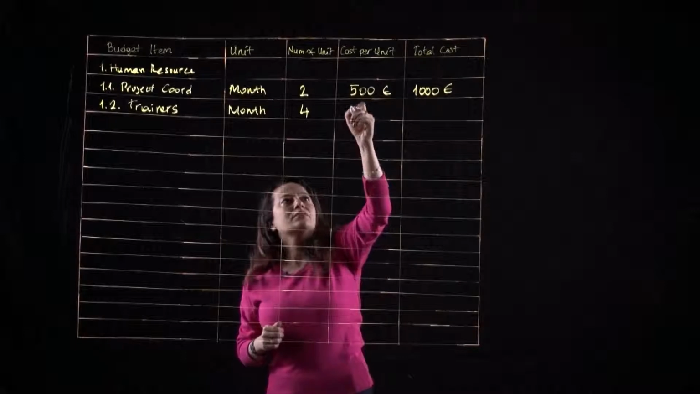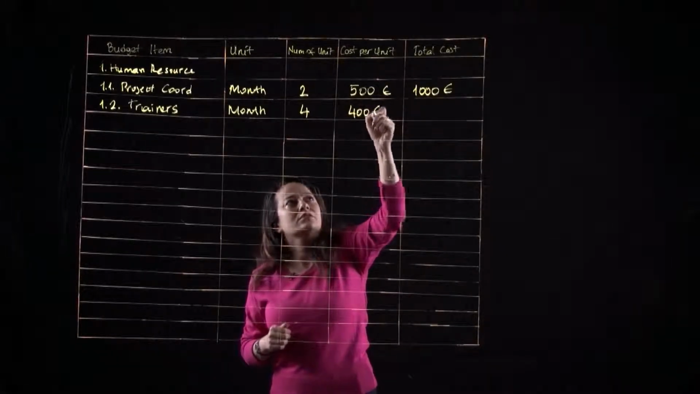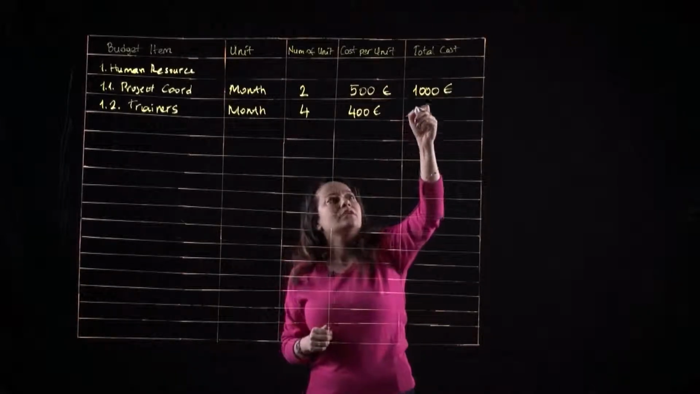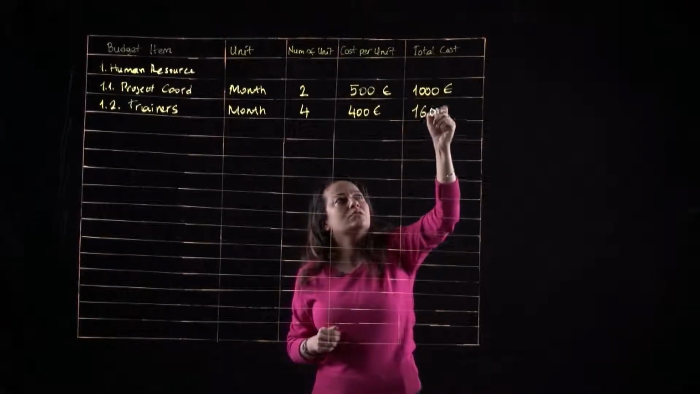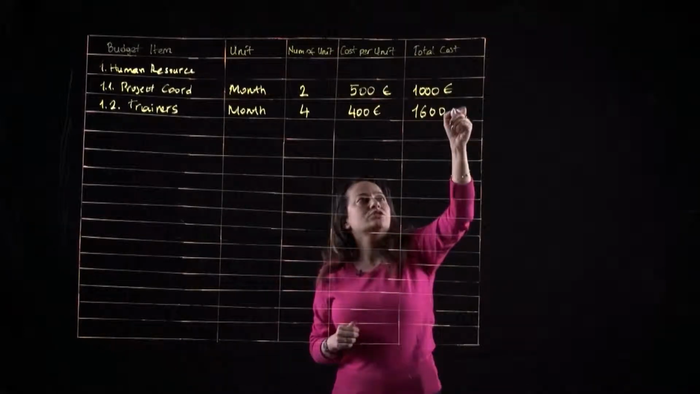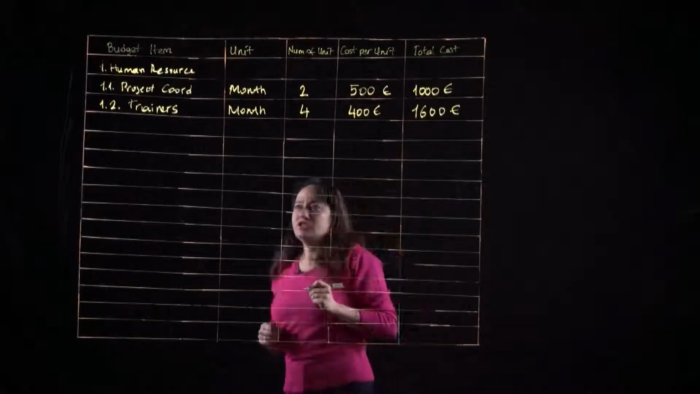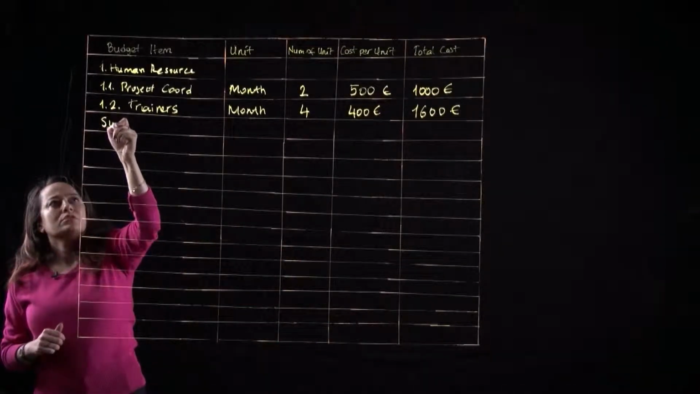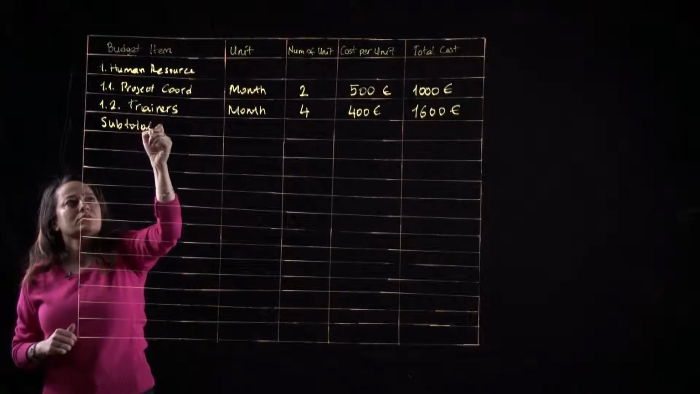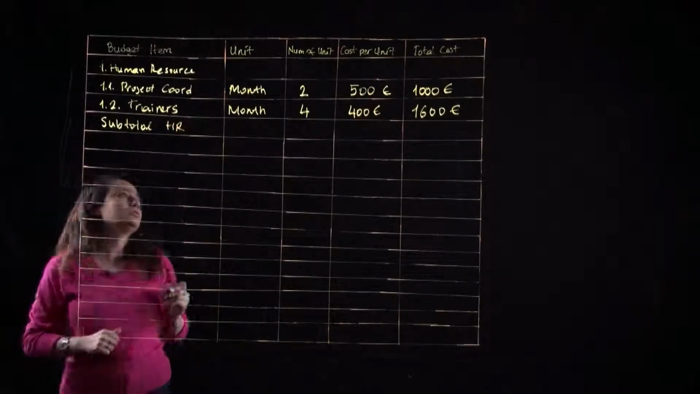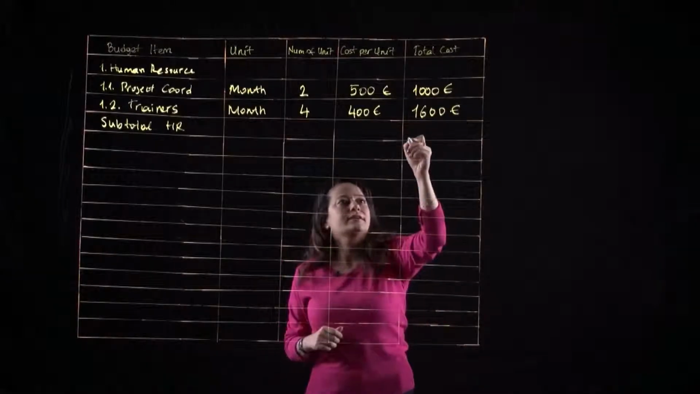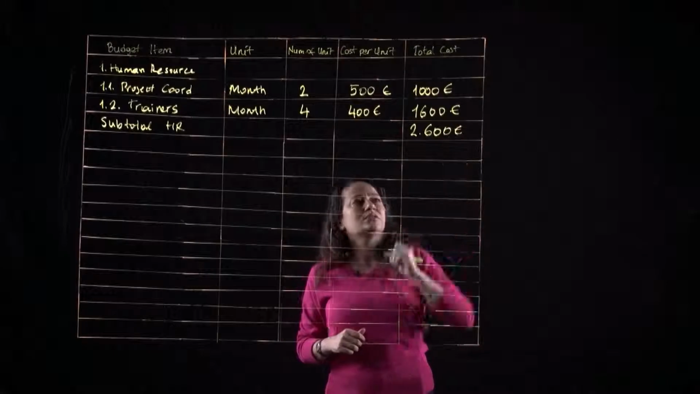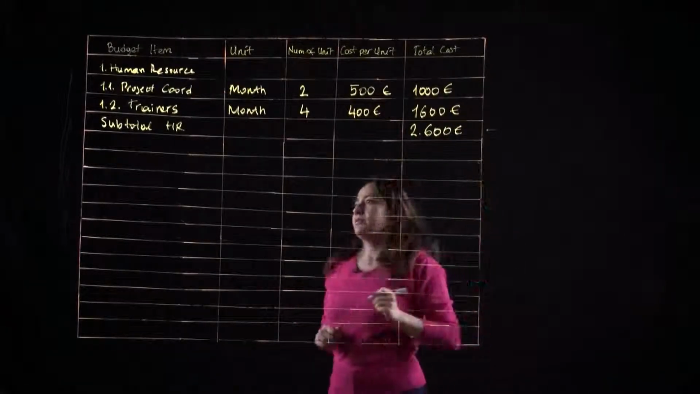And let's have 400 euros, and it will make then in total 1,600 euros we will pay for the trainers. So let's look at our subtotal for human resource. It's gonna make 2,600. This is my one item.